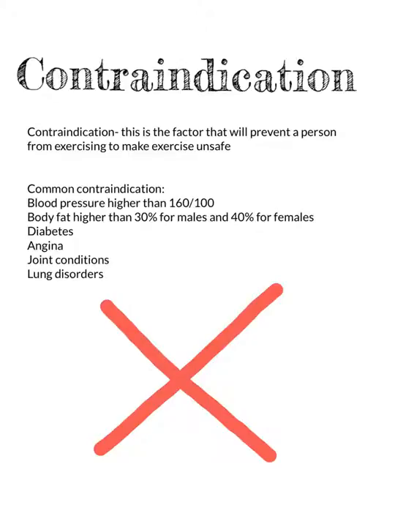This is the factor that will prevent a person from exercising, to make exercise unsafe. Common ones: blood pressure higher than 160 over 100. Body fat higher than 30% for males and 40% for females. Diabetes, angina, joint conditions, and lung disorders.